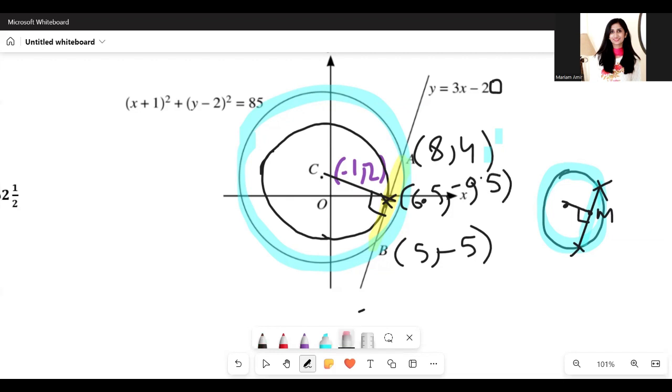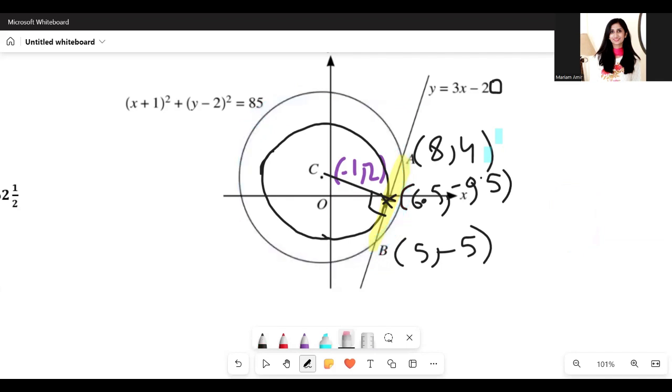Oops, I wasn't supposed to clear that. Okay, so we have this coordinate here now, which is (6.5, -0.5). And now we need to find the equation of this new inner circle. We already know its center. The center is (-1, 2). All we need is its radius, and the radius would be this length.